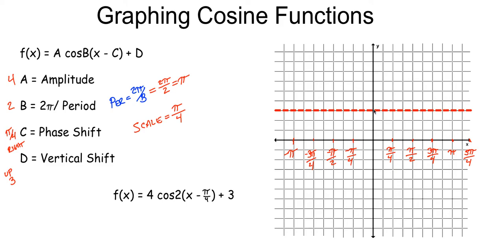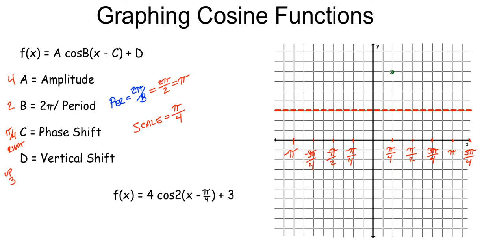So instead of starting at the midline going up by our amplitude, we actually have to move over to the right pi over 4 units. So our first point is going to be pi over 4 and then 4 units above the midline. Since the midline is at 3, that means that our first point right there is pi over 4 comma 7.